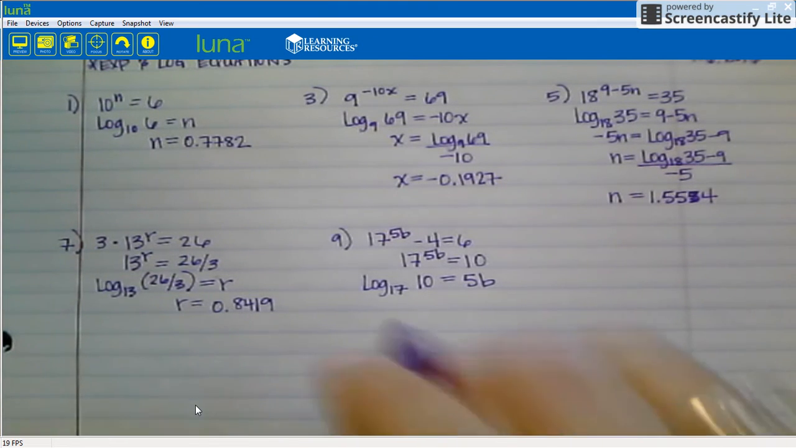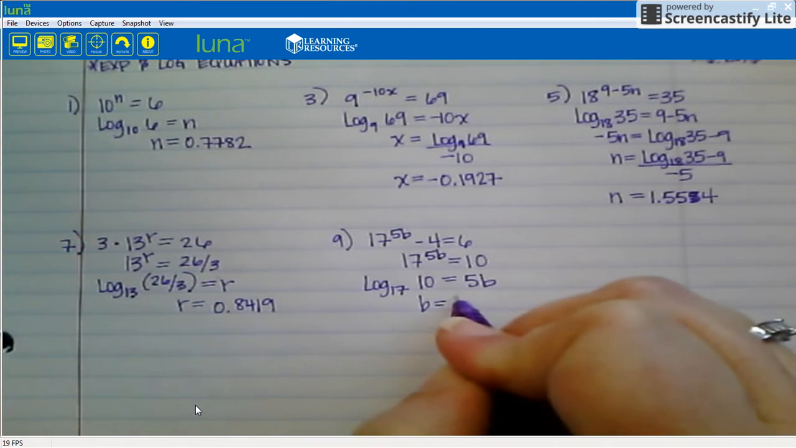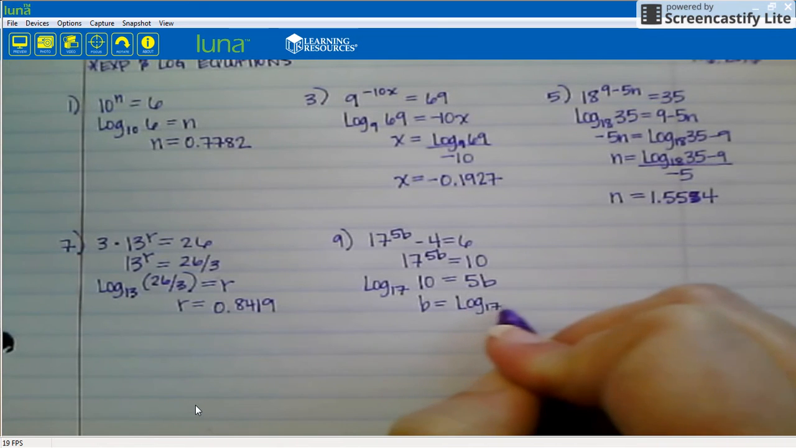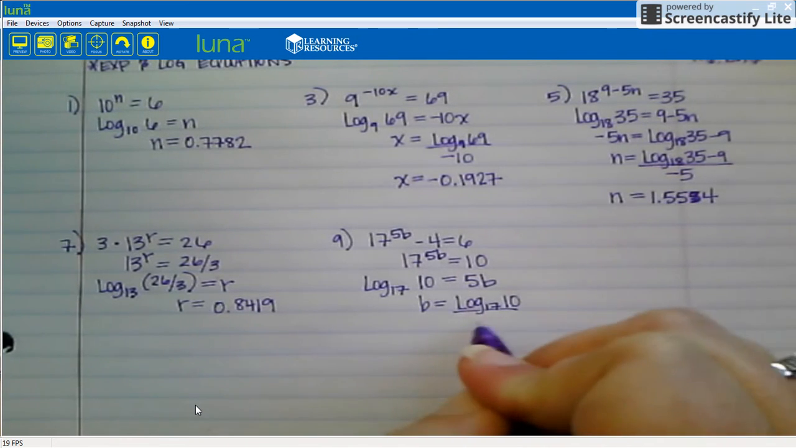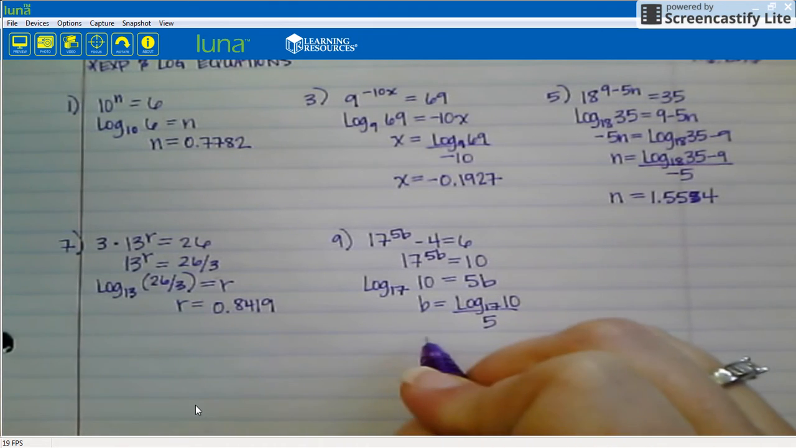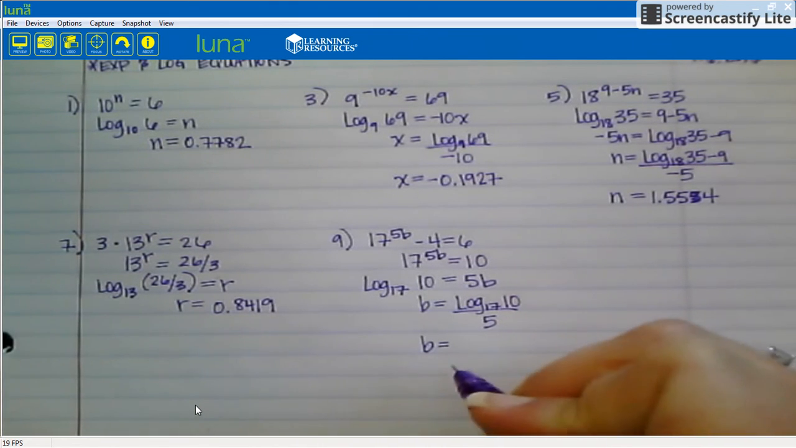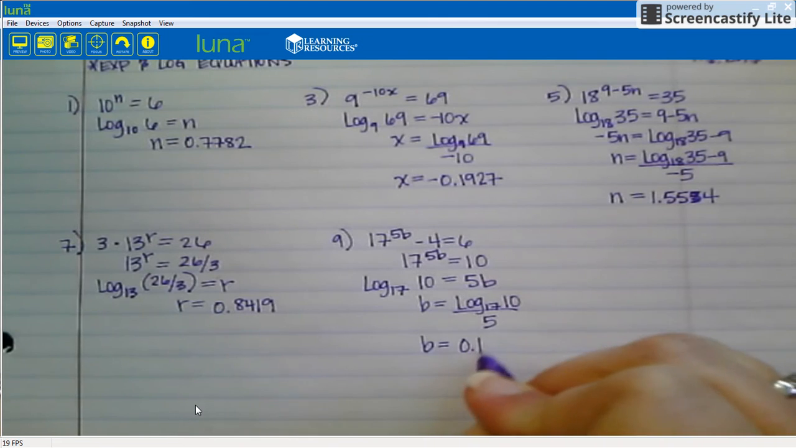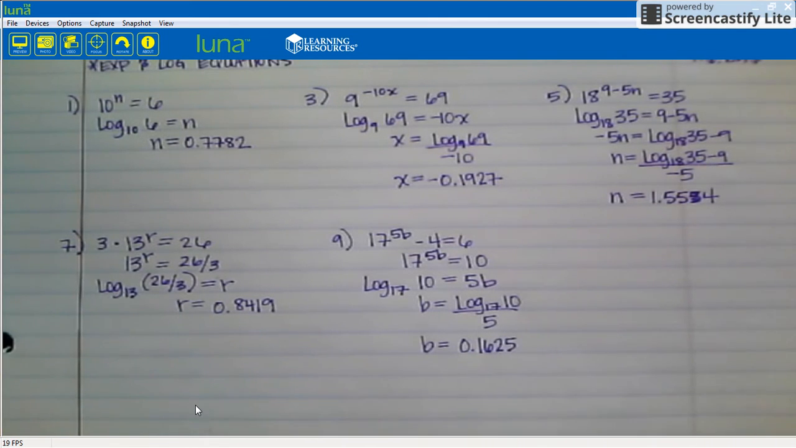And to solve for b, I'm going to divide both sides by 5. So log base 17 of 10 divided by 5. And I just plug away. I let the calculator do all the work for me. And I have b is equal to 0.1625.